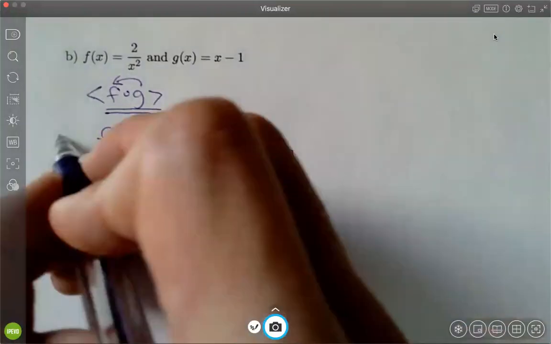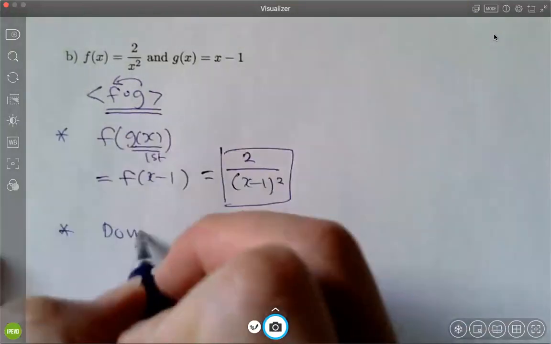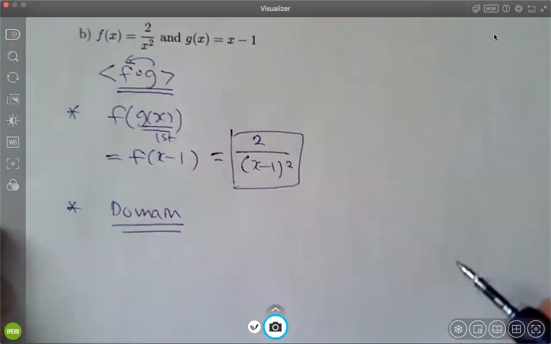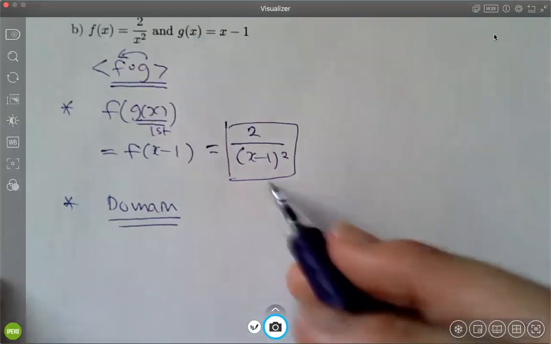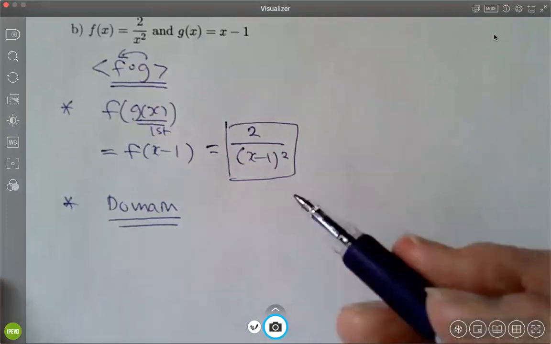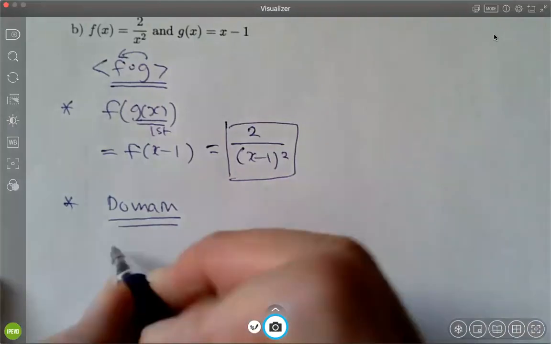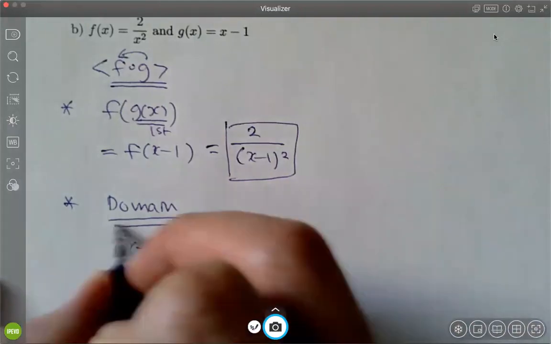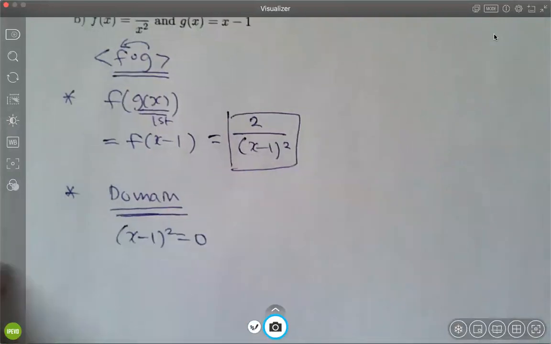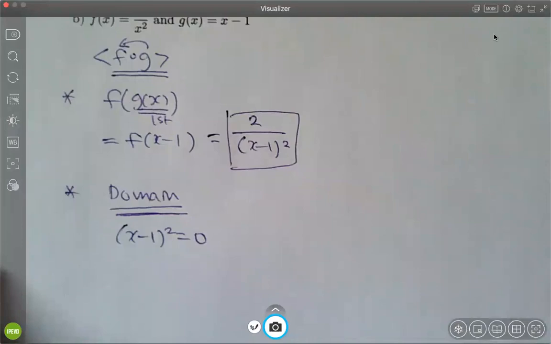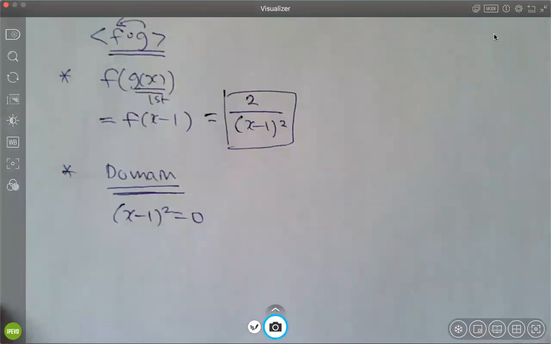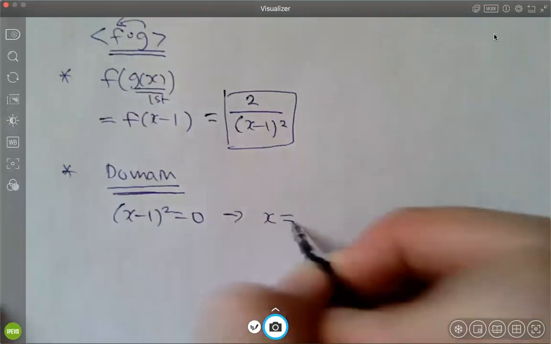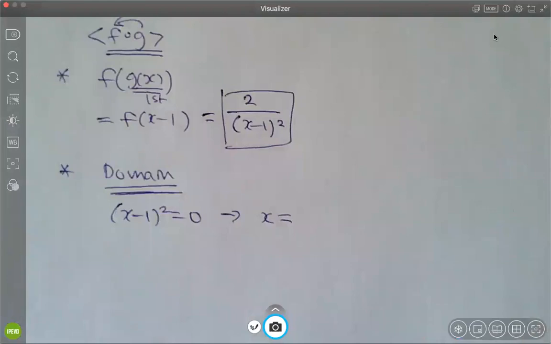Now, what is the domain? Is it everything? I don't think so, right? Because that is a rational function. So how do you find the domain? We have to set the denominator equal to 0, right? So find the bad values. So from here, x minus 1 squared equals 0. Can you see what the value of x is? 1, yes.